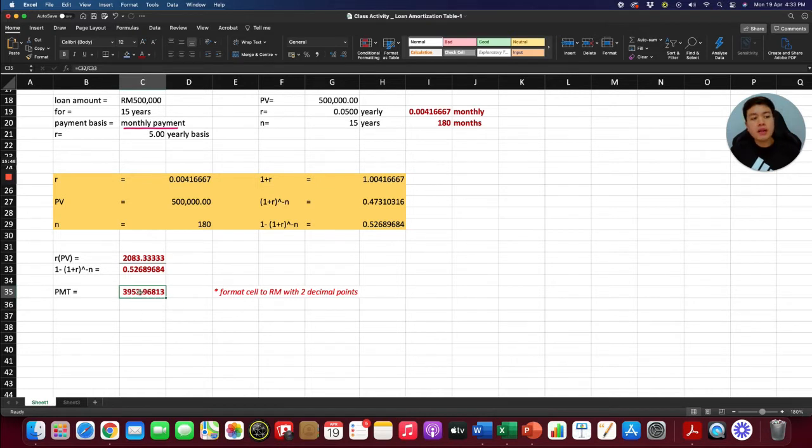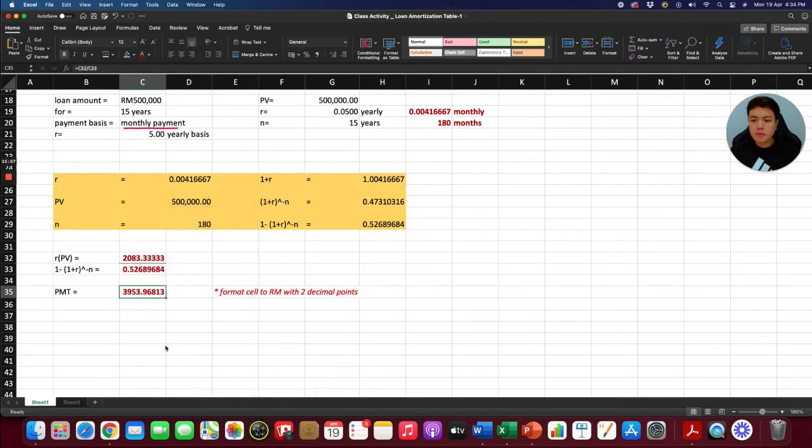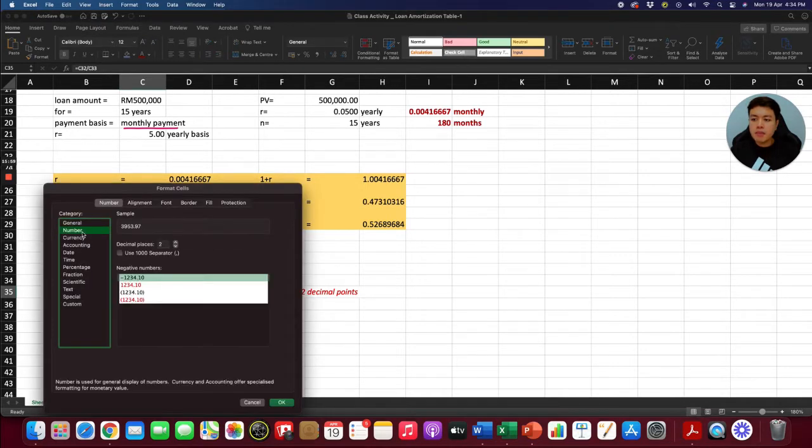So definitely RM, it should come with 2 decimal points. Only 2. So what you can do is right click, and then go for format cells. Here, format cells, and then number, 2 decimal points, yes, and then you can use separator, or you can go to currency, here RM, 2 decimal points as well, so you can click OK.